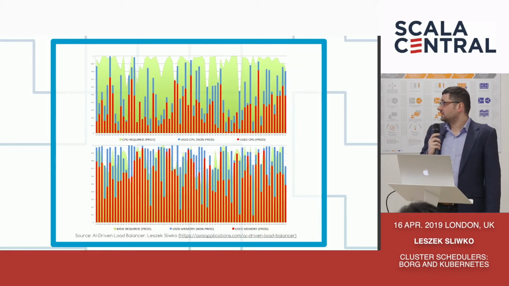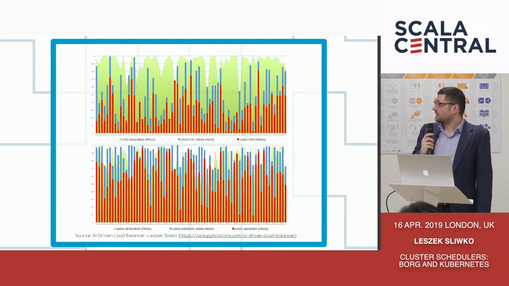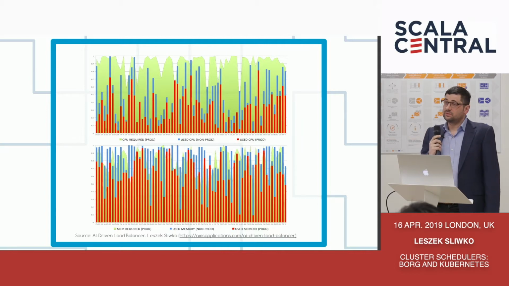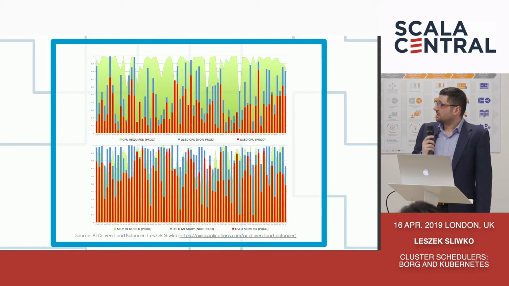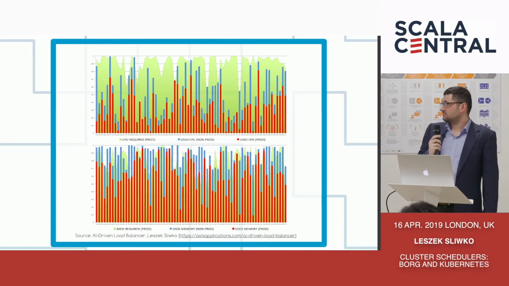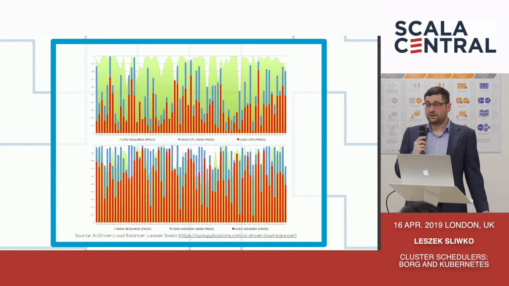I was analyzing the traces from 2011. Google in May 2011 published one month of work traces of a computing cell of 12,500 machines. Those 12,000 machines are running on average about 140,000 jobs, so it's quite substantial.